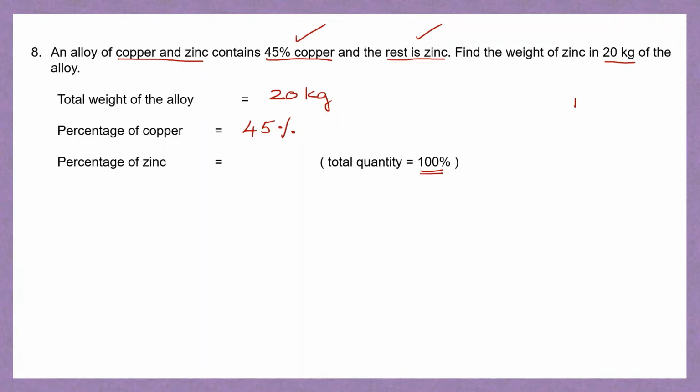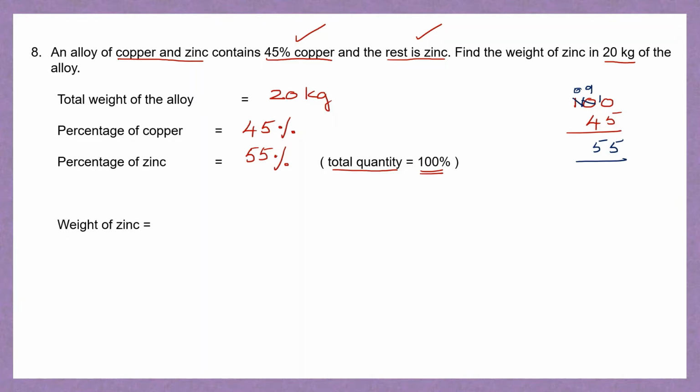So let's minus 45 from 100. 45 is the percentage of copper. Now we're going to subtract it from 100. Now this is 0, 10, 9 and 10. 10 minus 5 is 5. 9 minus 4 is 5. So the percentage of zinc is 55%. Okay, totally they add up to 100%, copper and zinc. So now we know the percentage of zinc.